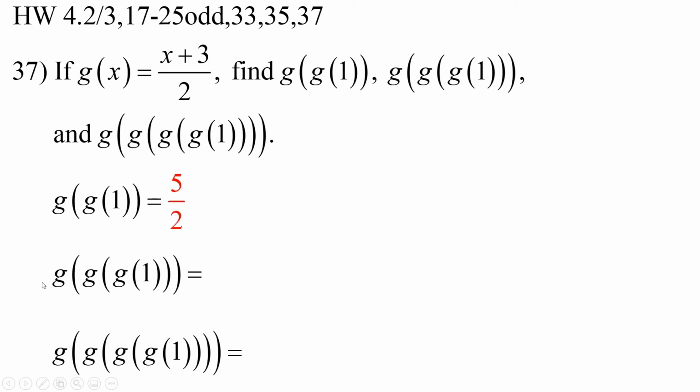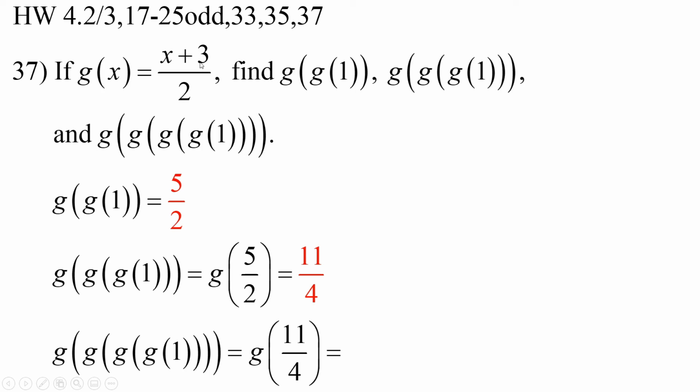Now, what is then g of g of g of 1? Well, this part right here is 5 over 2, so I'm just looking for g of 5 over 2. Oh, fractions, that's okay. g of 5 over 2, that x is a 5 over 2 plus 6 over 2. That'd be 11 over 2 divided by 2. That's 11 fourths. Now, I have g of g of 1 is 11 fourths, so this becomes g of 11 fourths.